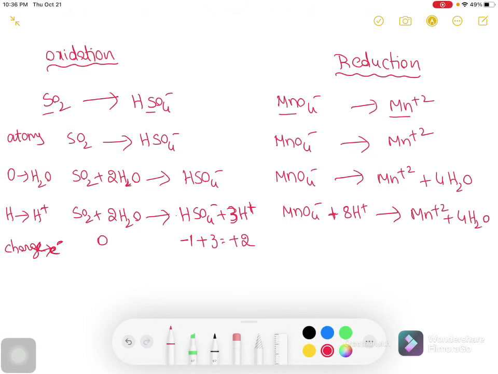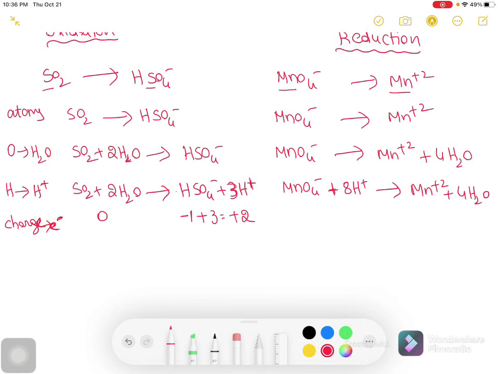Previously, on the oxygen-deficient side we added H2O, and on the hydrogen-deficient side we added H plus. But now, on the more-charge side, we have to add electrons. Among 0 and plus 2, the higher value is plus 2. So on the plus 2 side, we need to add electrons: SO2 plus 2H2O gives rise to HSO4 minus plus 3H plus.